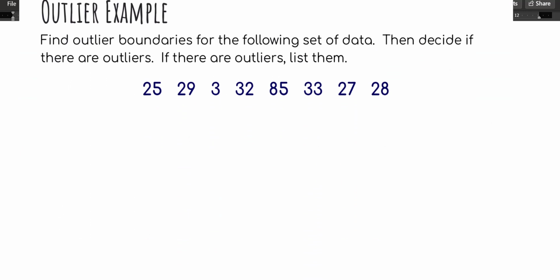So we've got the numbers 25, 29, 3, 32, 85, 33, 27, and 28. So you can add this data set yourself. And then basically what you're going to want to do is we need to find Q1, Q3, and then if you want to, you can go ahead and find the IQR as well.